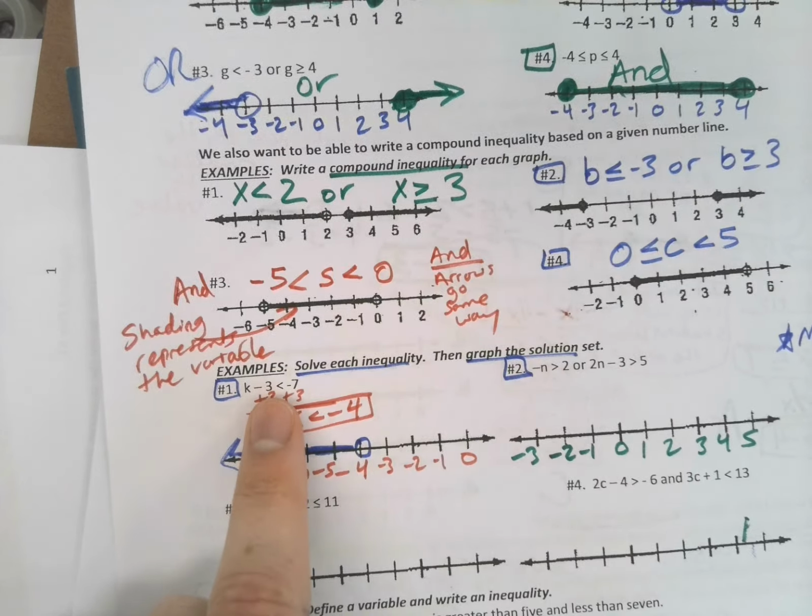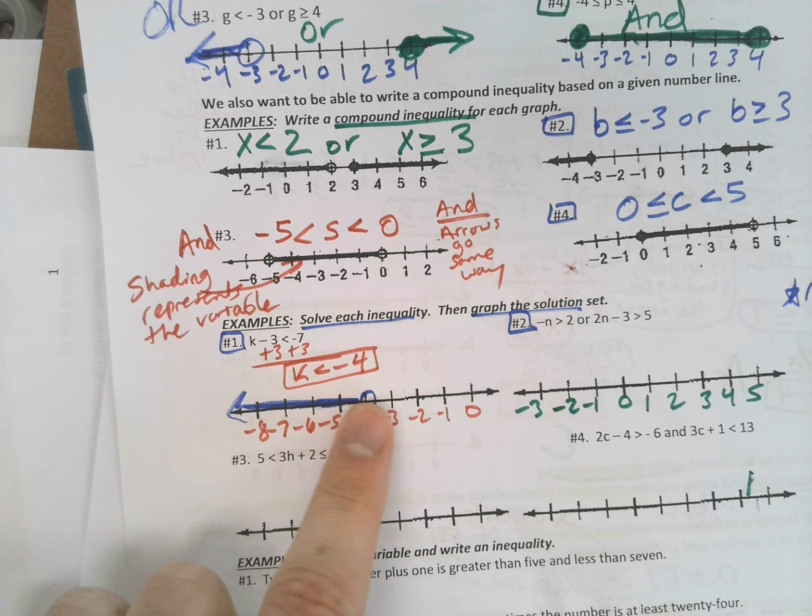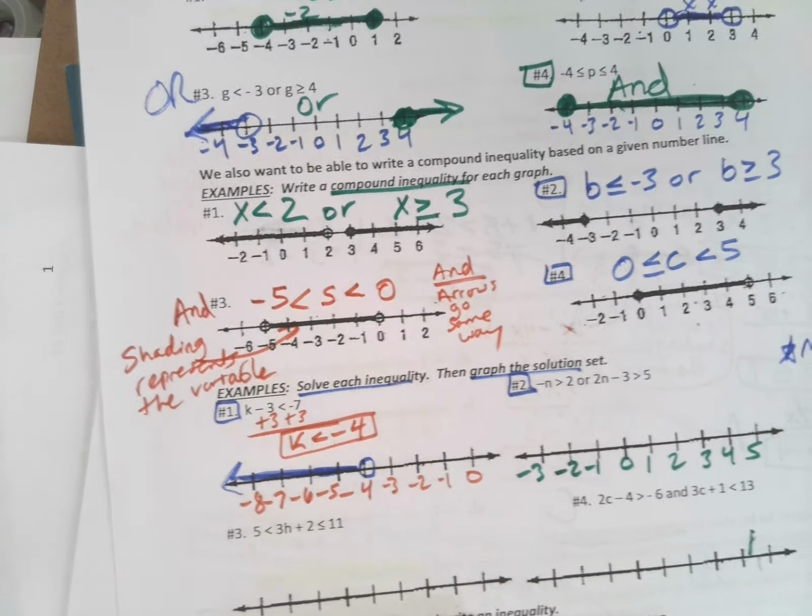And then down here, we solve these just like an equation. You add 3 over. K is less than -4. And if it's less than -4, we shade to the left.